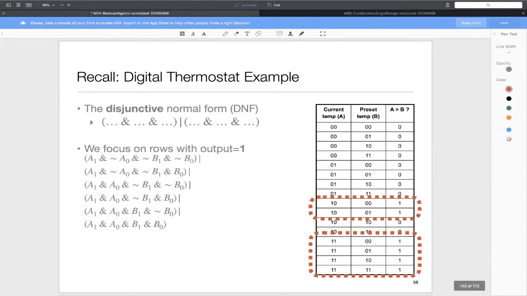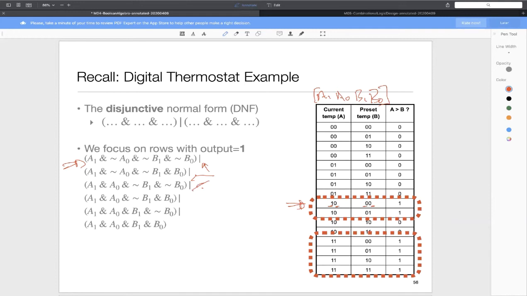So we focus on the rows which have an output 1. Let's say I take this row. Now again, ordering matters. So I'm defining that the ordering is A1, A0, B1, B0. That's how I'm going to look at the order. So this is basically saying that A1 is 1, A0 is 0, B1 is 0, B0 is 0. So the corresponding minterm looks like this. And then I'm going to look at each such row and OR it together. So you see these trailing ORs, right?